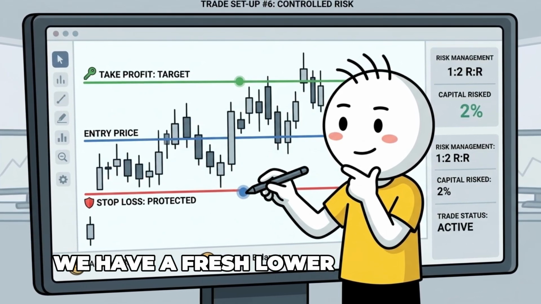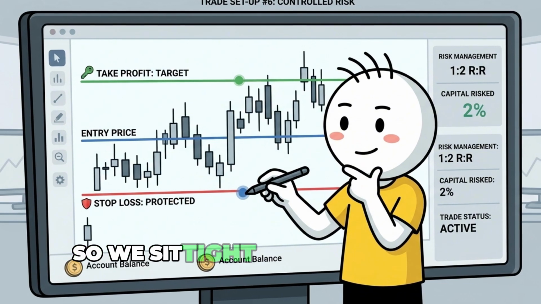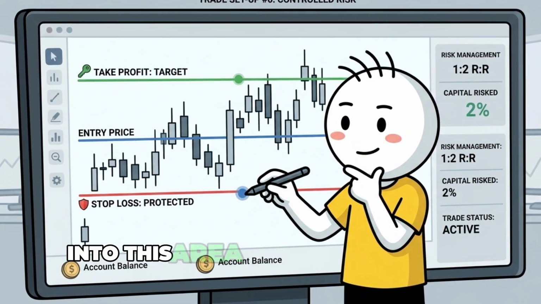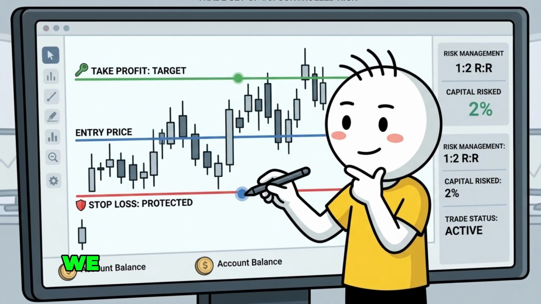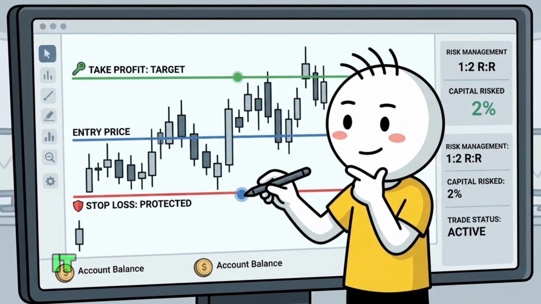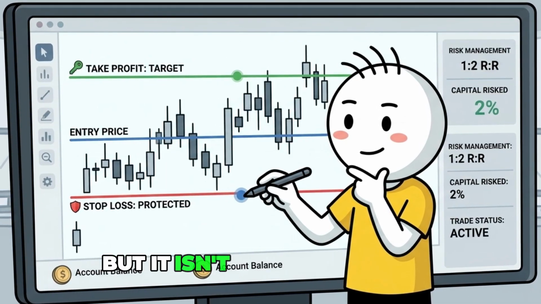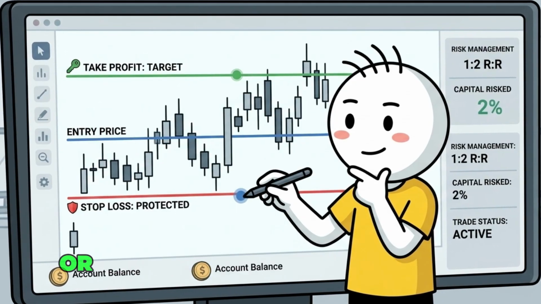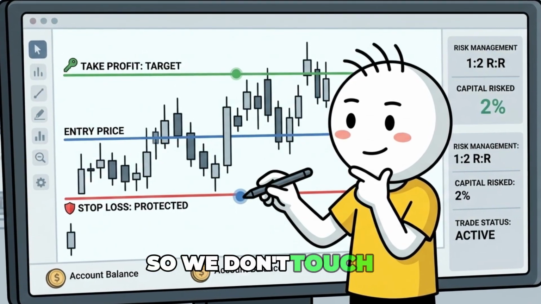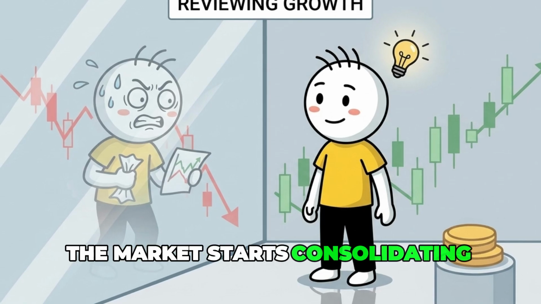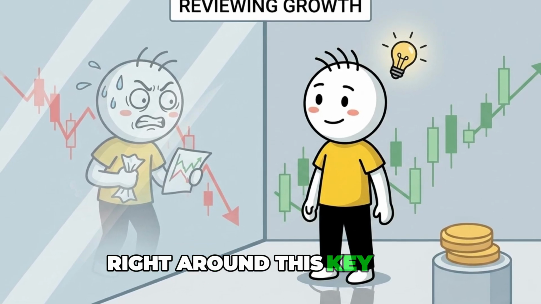We have a fresh lower low formed, so we sit tight and wait for the price to pull back up into this area to give us another sell setup. We wait through several candles. It pulls all the way up to our level, but it isn't giving us a clean bearish engulfing candle or any significant upper wicks yet, so we don't touch it. The market starts consolidating and grinding sideways right around this key zone.